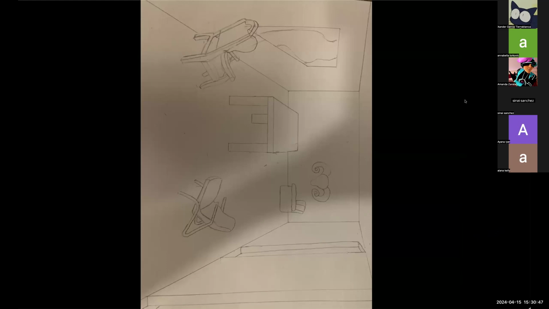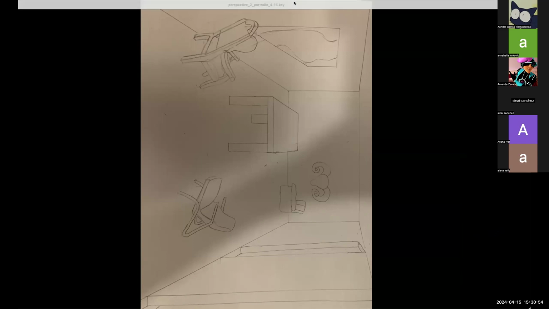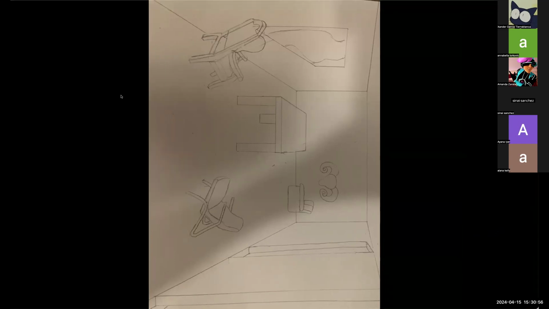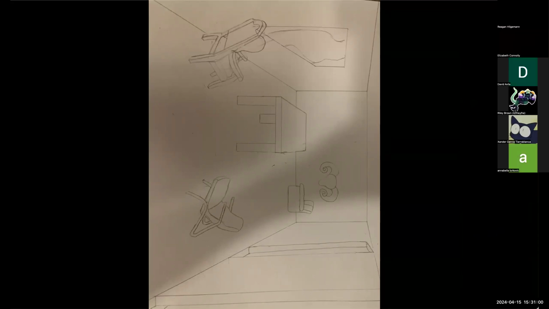Oops. Okay, so here is Reagan. Sorry, it's sideways, guys. But so Reagan, this looks like a good start. Reagan, are you here?